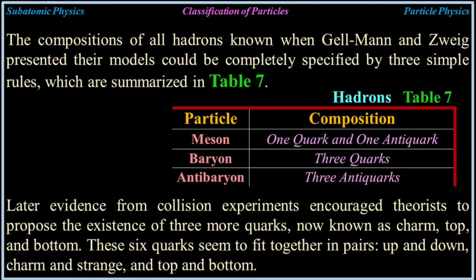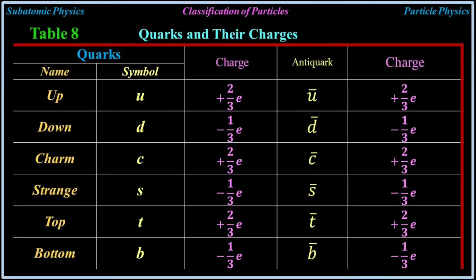Later evidence from collision experiments encouraged theorists to propose the existence of 3 more quarks, now known as charm, top, and bottom. These 6 quarks seem to fit together in pairs: up and down, charm and strange, and top and bottom.